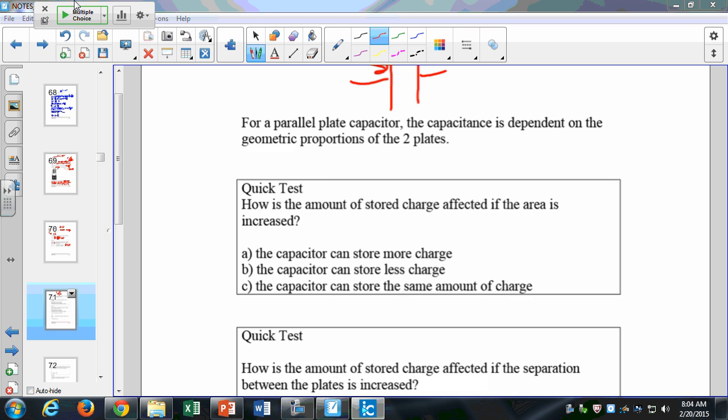How is the amount of charge affected if the area is increased? That is, if we make those plates bigger, what happens to the amount of charge that the capacitor can hold? How is the capacity to store charge affected if you increase the area? Does it store more charge, less charge, or the same amount of charge?